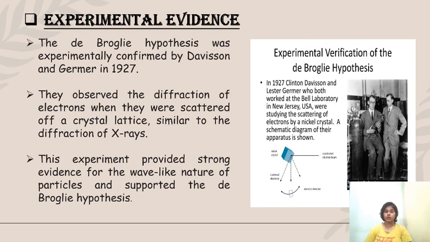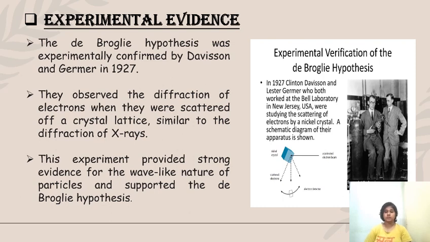The de Broglie hypothesis was experimentally confirmed by Davisson and Germer in 1927. They observed the diffraction of electrons when they were scattered on a crystal lattice, similar to the diffraction of X-rays. This experiment provided strong evidence for the wave-like nature of particles and supported the de Broglie hypothesis.